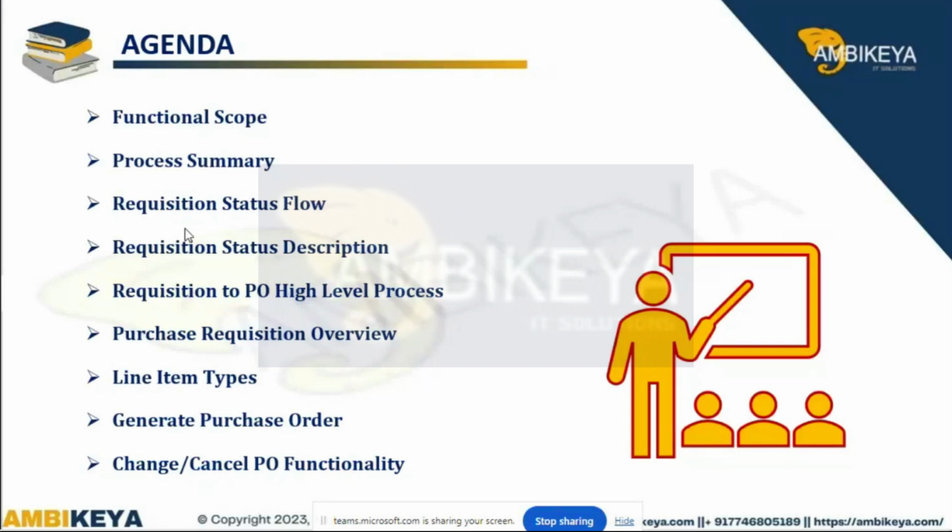Today's agenda is a small bit of Ariba functionality, that is requisition and purchase order, as part of this demo session. We'll be discussing the functional scope, process summary, requisition status flow, requisition status description, and the requisition to PO high level process, how it actually works, and the purchase requisition overview, its line item types, how to generate a purchase order, and the change and cancel PO functionality. We're going to cover these things today.